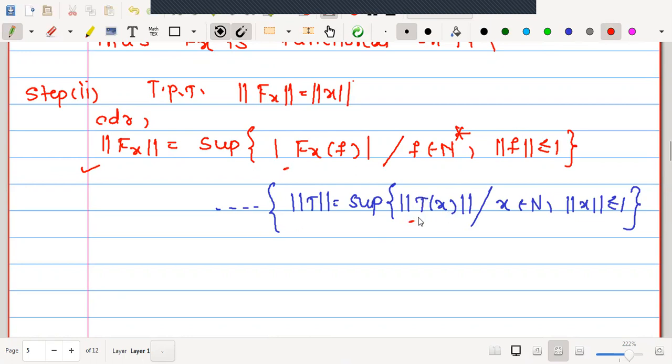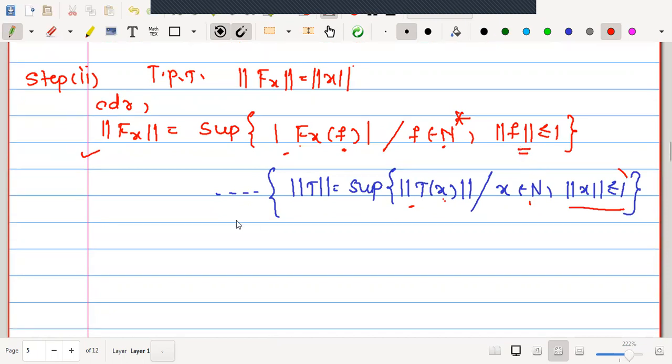Now whatever t is operated on x, that x must be a member of n. Here also fx is operated on f, f is a member of n star. Similarly t is operated on x and the norm value of that x must be less than or equal to 1. Here also fx is operated on f, therefore the norm value of the function f we have taken to be less than or equal to 1. Therefore we are just using the definition.